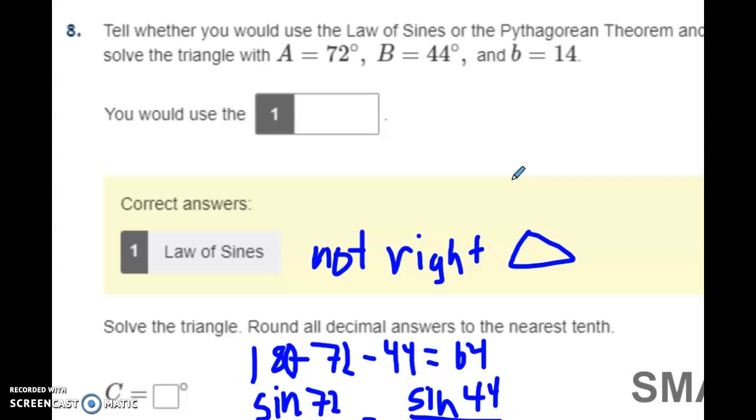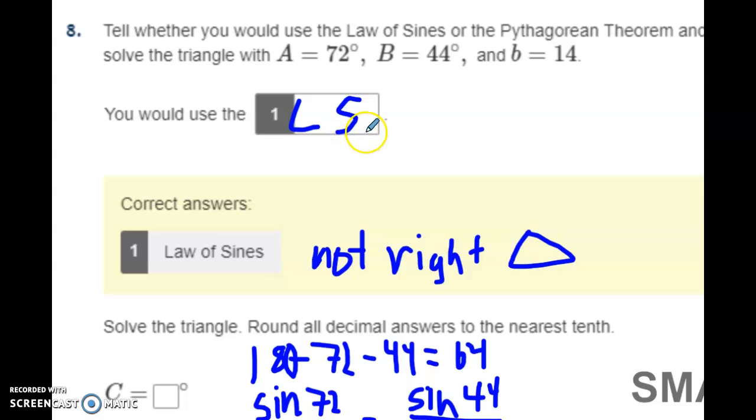Let's look at number 8. Would you use the law of sines or Pythagorean theorem? Well, when I look at this, 72, 44, and I'm just going to do quick math. So the other angle, 180 minus 72 minus 44 is 64. So this is not a right triangle. 72, 44, and 64, none of them are 90. So I'm going to have to use the law of sines.